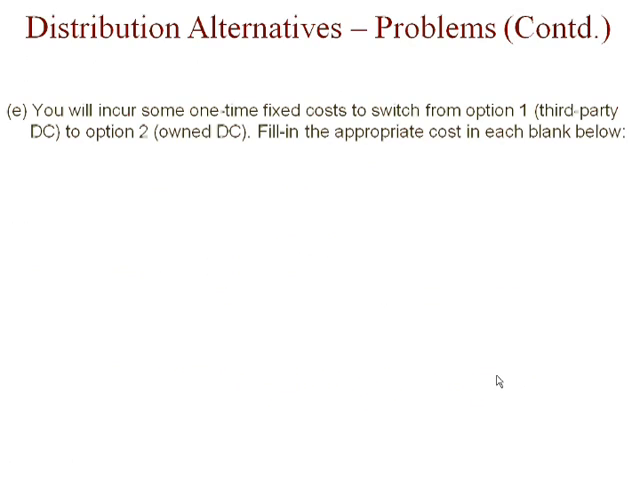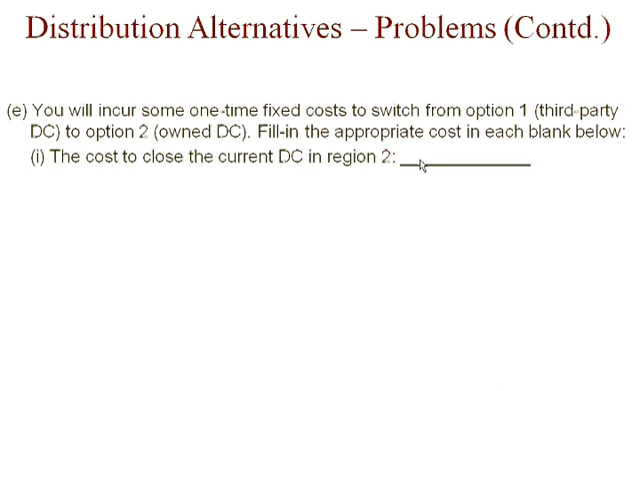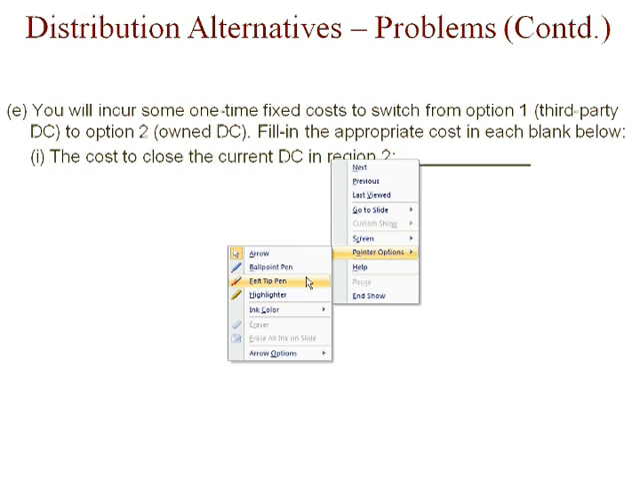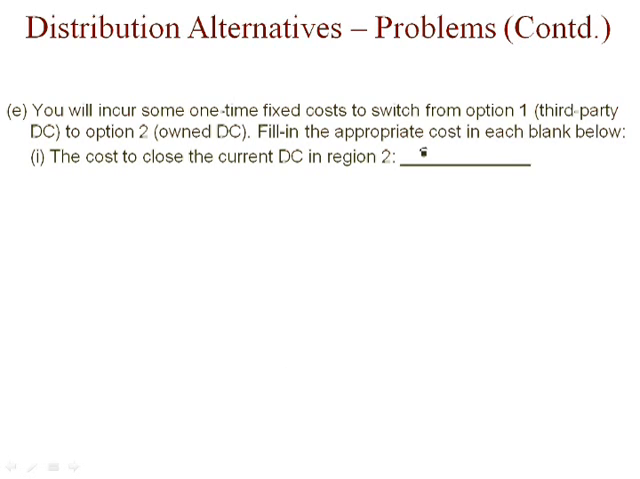Right. Next, you will incur some one-time fixed costs to switch from option 1 to option 2. So let's look at how much that fixed cost is going to be, and then try to combine the fixed cost and operating cost to understand the net gain or net loss. The cost to close the current DC in region 2, there's a cost associated with closing this third-party DC and then starting this owned DC, and that cost is $50,000. All this information that I'm noting down here is from Link's manual, but it's just been presented in a problem format for easy understanding.